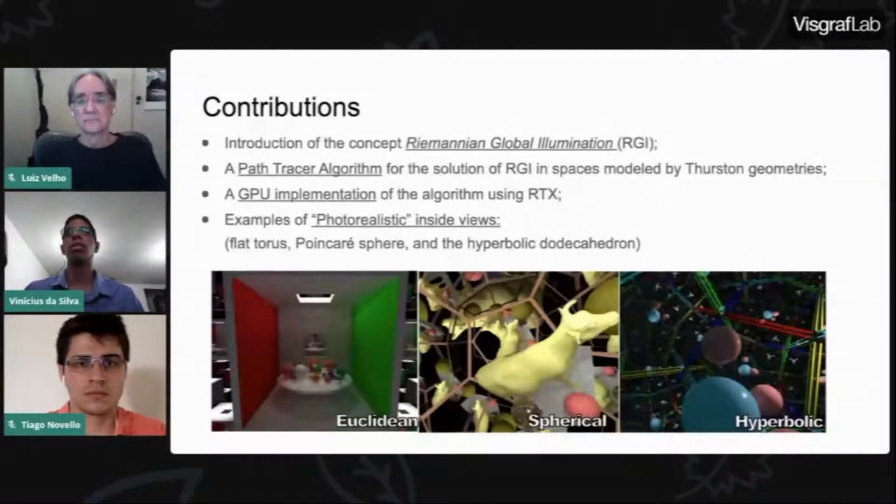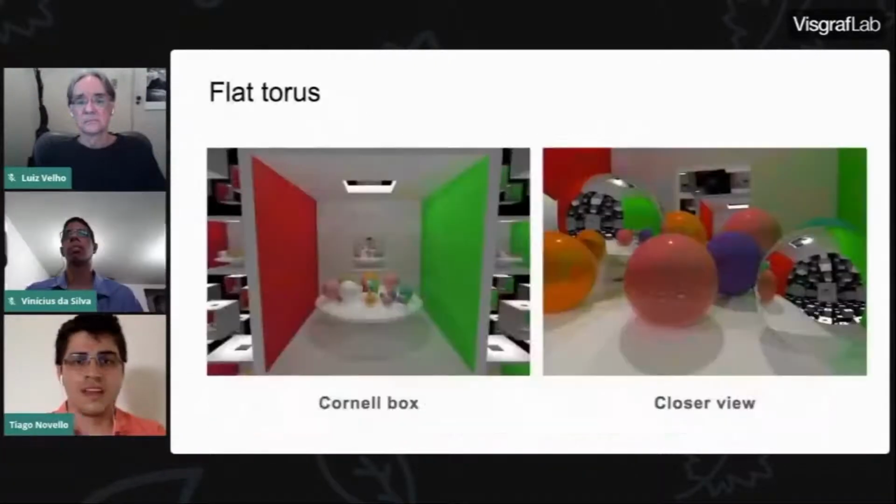Finally, we apply the non-Euclidean path tracer to render photorealistic inside views of 3D fractals, the Poincaré sphere, and the hyperbolic mirror dodecahedron. We now present some results of our implementation.